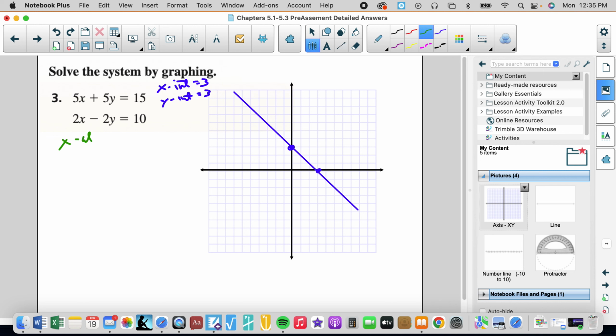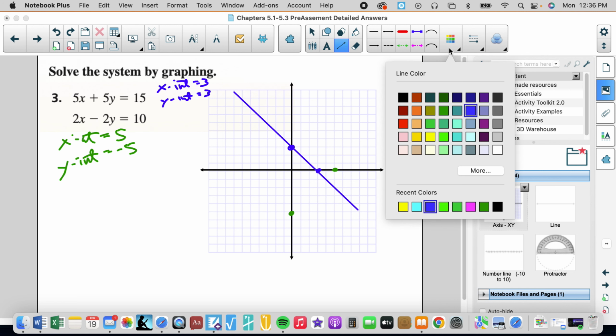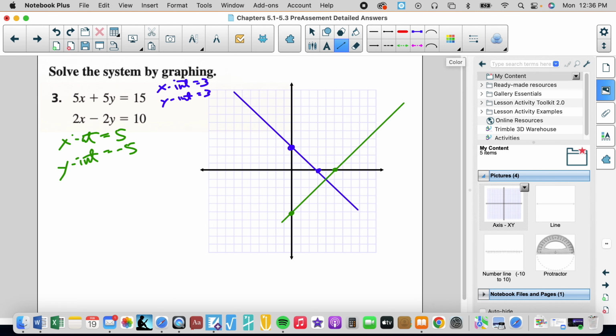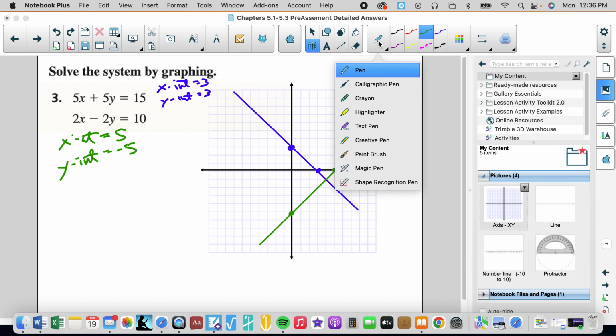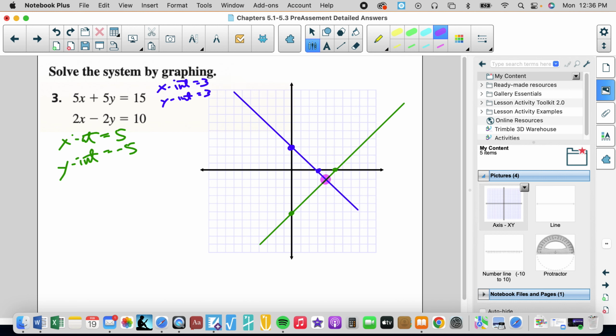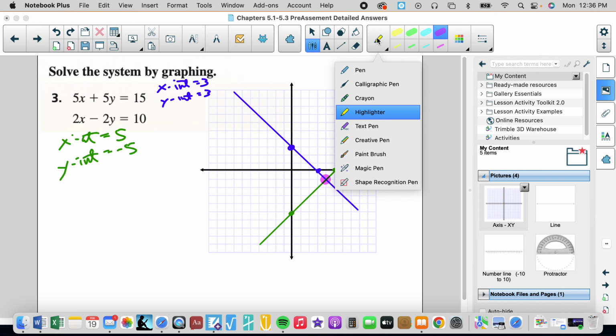So the x-intercept is going to be 5. The y-intercept is going to be negative 5. So x-axis 5: 1, 2, 3, 4, 5. The y-intercept negative 5: 1, 2, 3, 4, negative 5. Let's connect. Now let's use that color. Connect, and we get something that is relatively close. It's not too far of a stretch to assume that that would be our point of intersection.